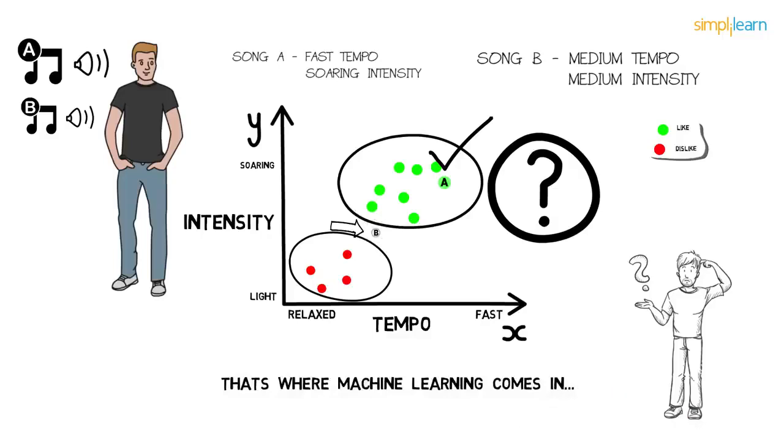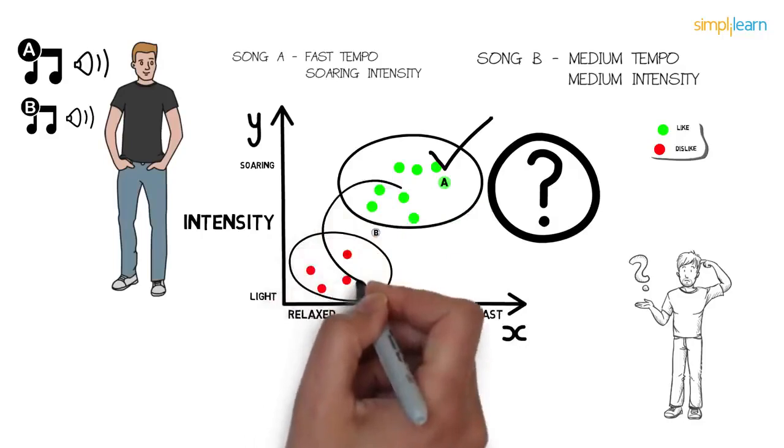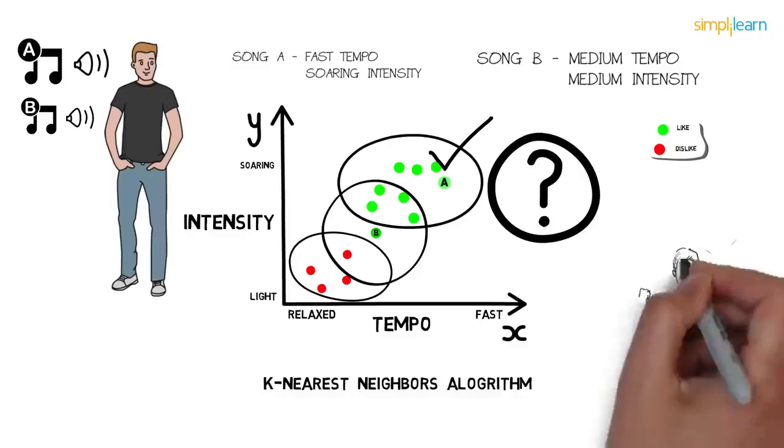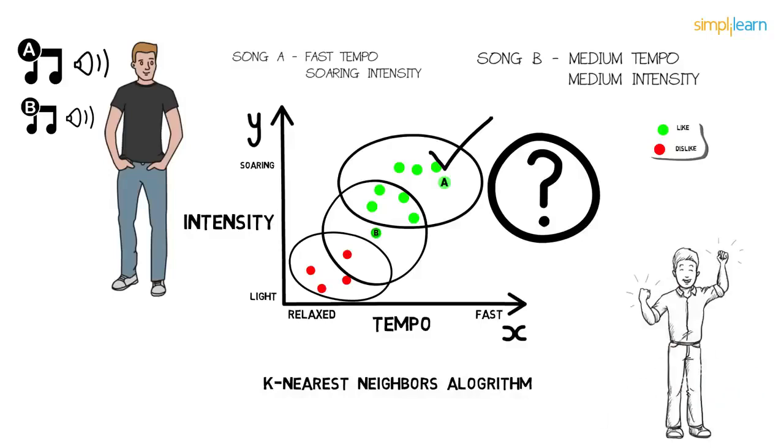Let's see how. In the same example, for Song B, if we draw a circle around Song B, we see that there are 4 votes for like, whereas 1 vote for dislike. If we go for the majority votes, we can say that Paul will definitely like the song. That's all. This is a basic machine learning algorithm also. It's called k-nearest neighbors. So this is just a small example in one of the many machine learning algorithms. Quite easy, right? Believe me, it is.